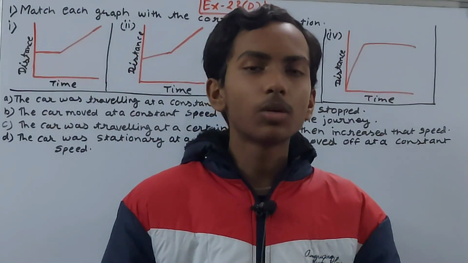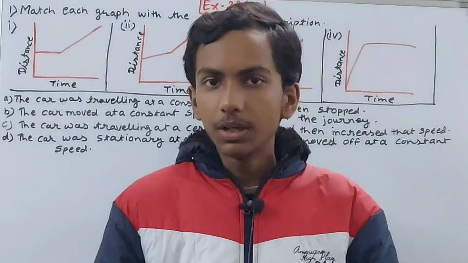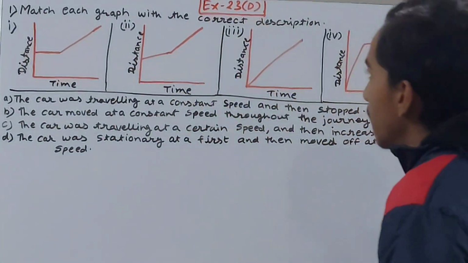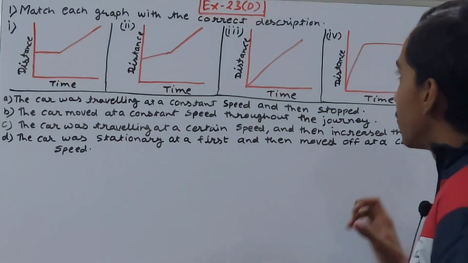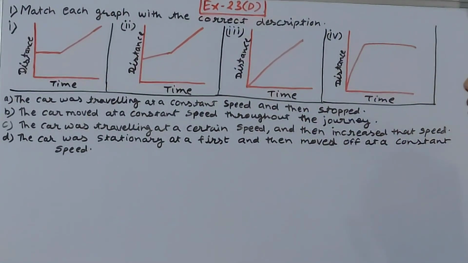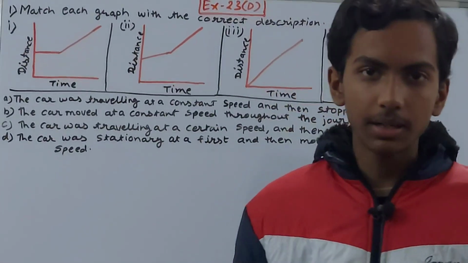In this video we are going to solve ICSE Mathematics Class 8 chapter number 23 linear graphs exercise 23D question 1. It says match each graph with the correct description. So we have 4 different graphs here. We have to match them with the description that the graph is telling, right?